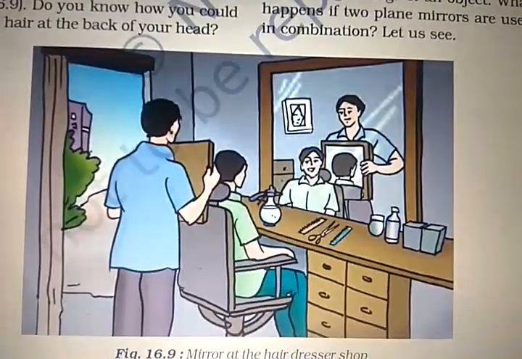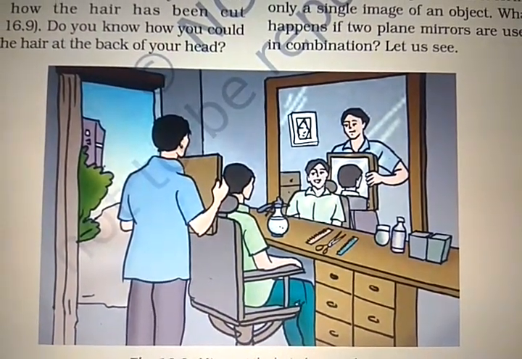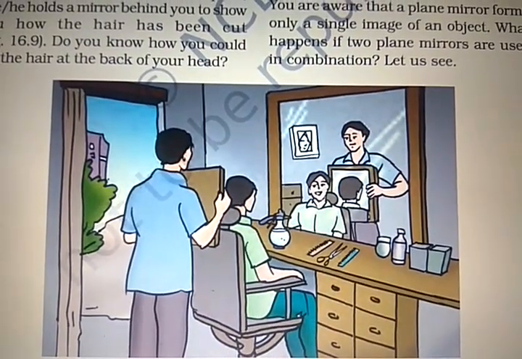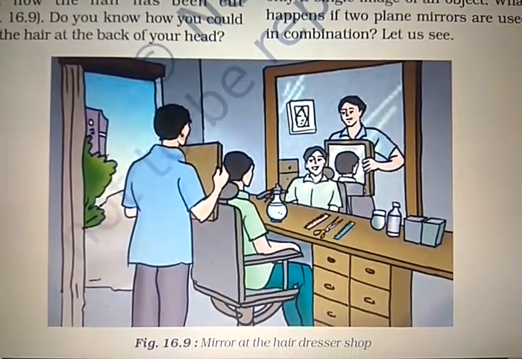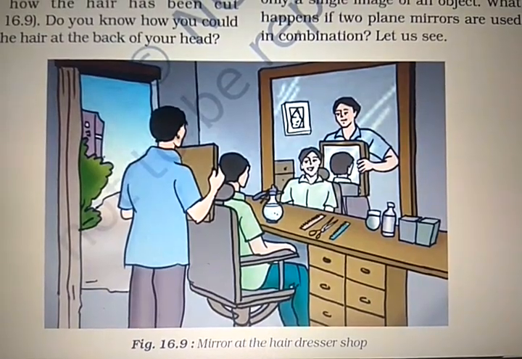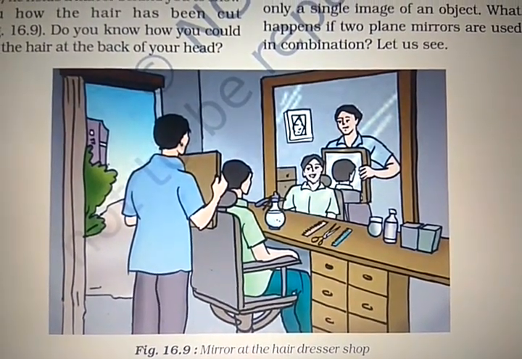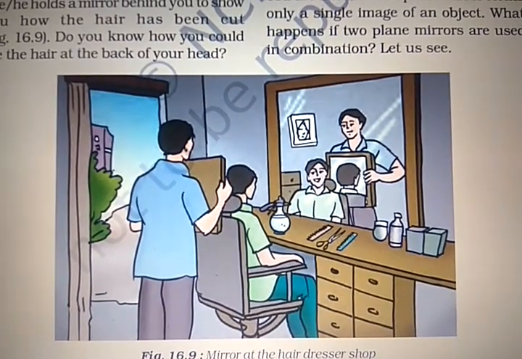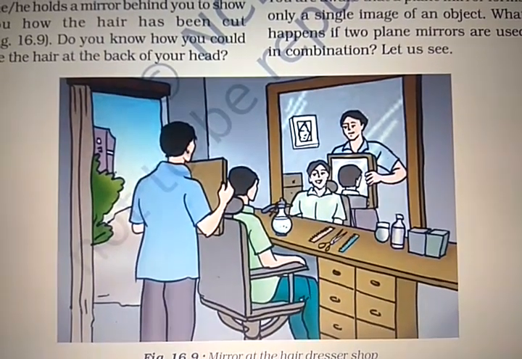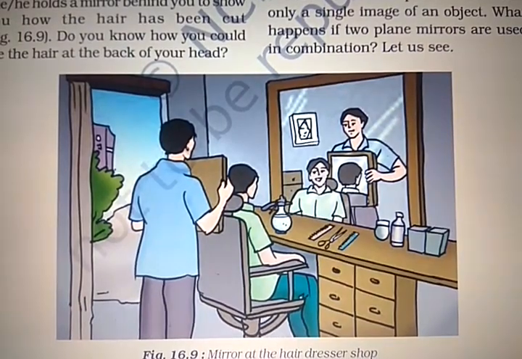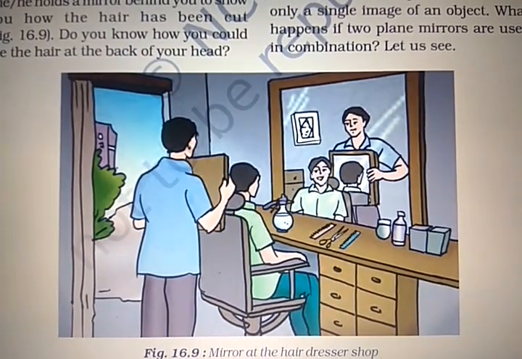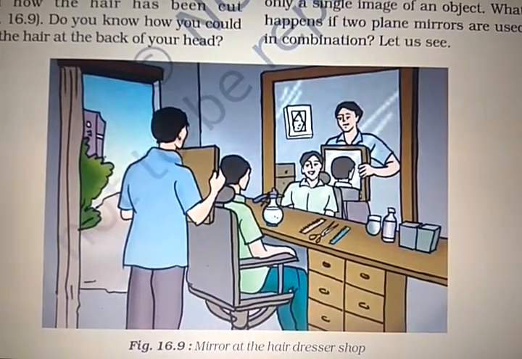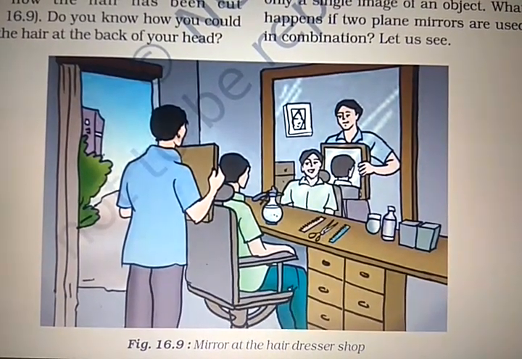Here you see your face in the mirror, right? The front mirror, so one reflection. Then the hairdresser, the barber, holds a mirror in his hand. Again the reflection is done from that second mirror. At that time you can see the back side of your head, whether the hair is cut properly or not. So more than two times reflection is done here.